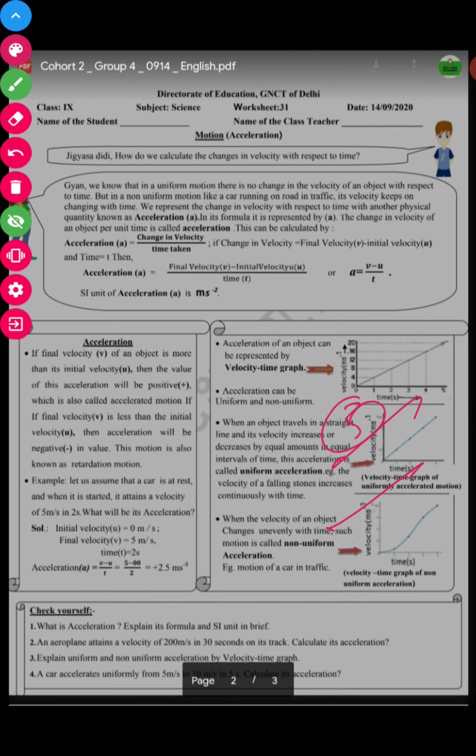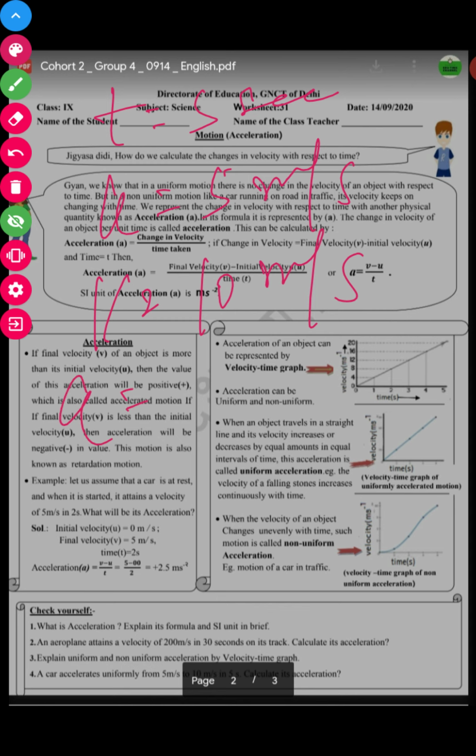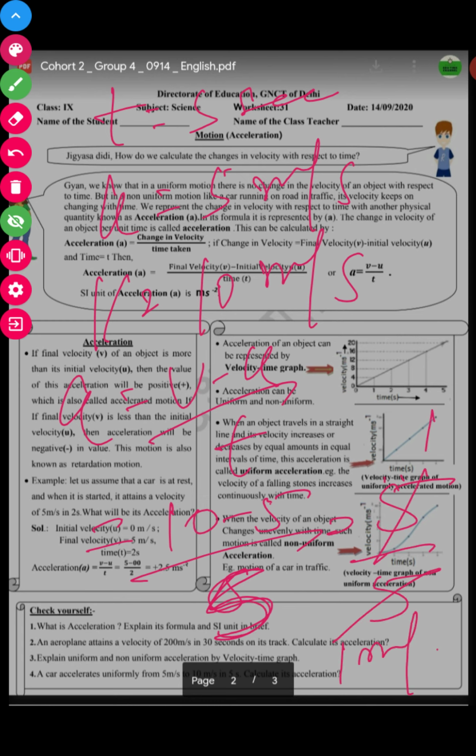And fourth question: a car accelerates uniformly in 5 seconds from 5 meter per second to 10 meter per second. Time in the last question you have been given as 5 seconds. Initially, children, you have initial velocity 5 meter per second. Final velocity you have 10 meter per second. Acceleration you have to find. Always write the formula because you will get the marks for that also. Divided by 5. This is 5. Okay, 5 divided by 5, you have 1 meter per second square.